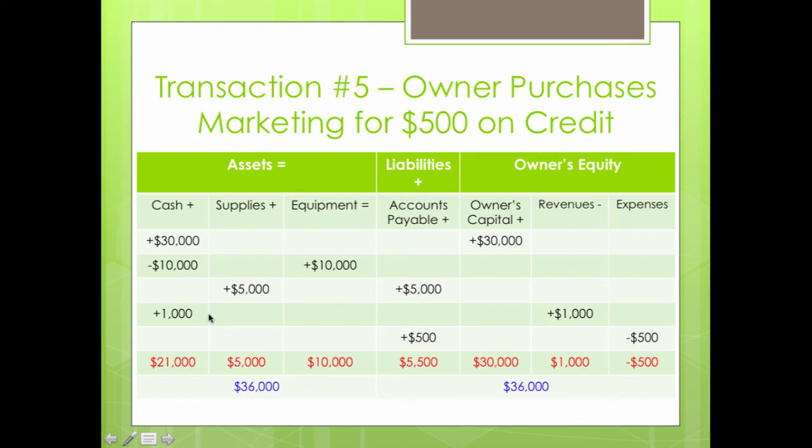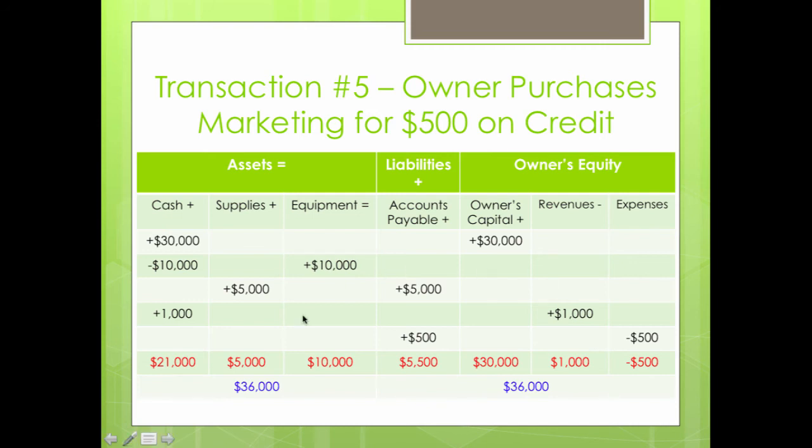Notice that cash is not affected, supplies is not affected, equipment is not affected, but accounts payable is because you're buying things on credit. Owner's capital is not affected, revenue is not affected, but your expense account has been added and it is affected. So we're going to record liabilities and accounts payable for $500. Notice it's a positive. And anything that comes into as expenses, make sure you record it as a minus 500 or as a minus whatever the amount is.